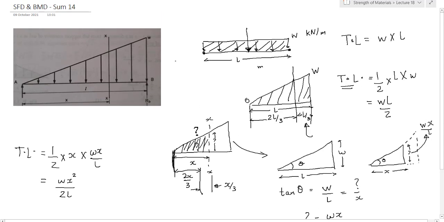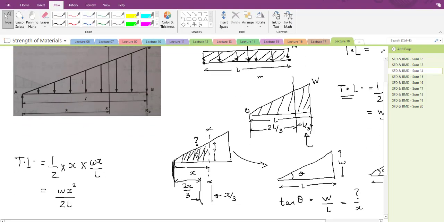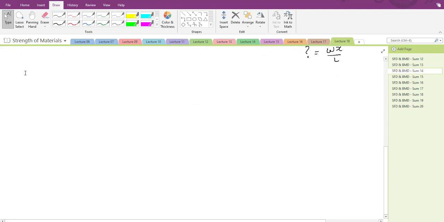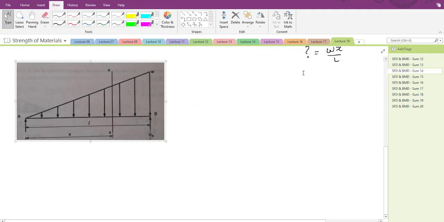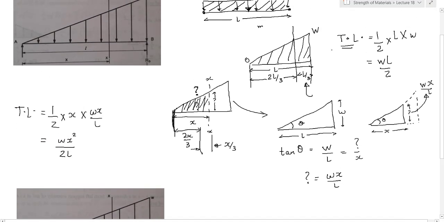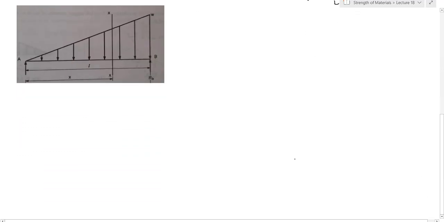So with these basics clear, let us look at this sum. Let us solve this a bit further. I will just copy and paste it over here. We will try to draw its SFD and BMD. We have to remember these basics. Only then can we draw the SFD and BMD of this. So before starting with SFD and BMD, we will need the reaction force at A and reaction force at B.